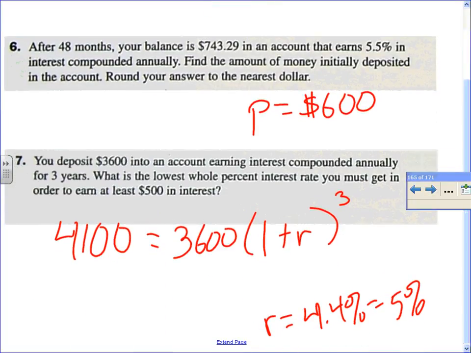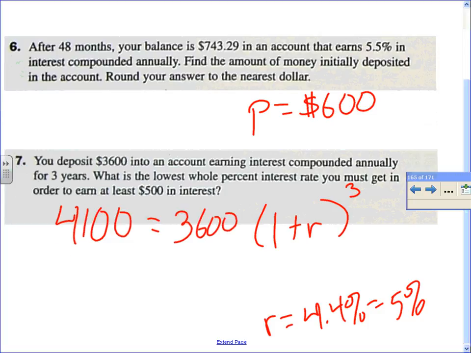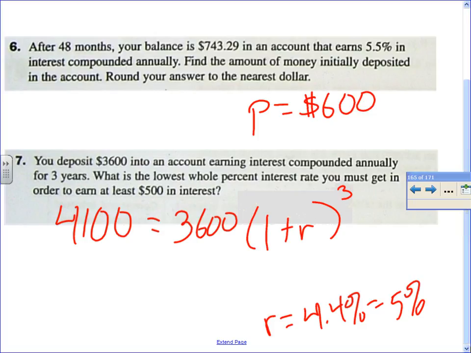Okay, so here's the setup of number 7. I wrote down either 4.4% or 5%. I'm okay with either one there because it did say round to the nearest percent. So technically, 5% is the answer. So, what did you do? Charles, what did you do? We'll start with you.